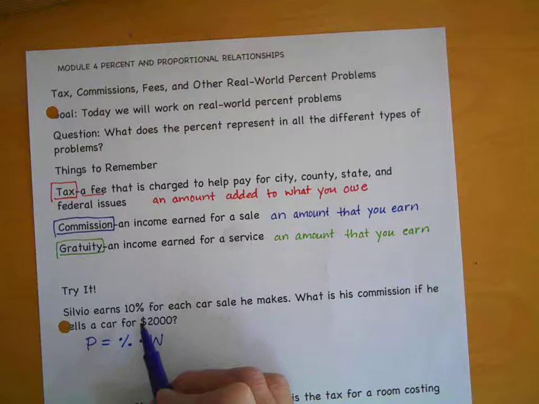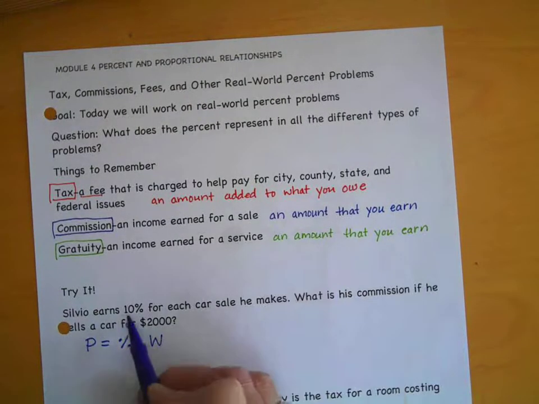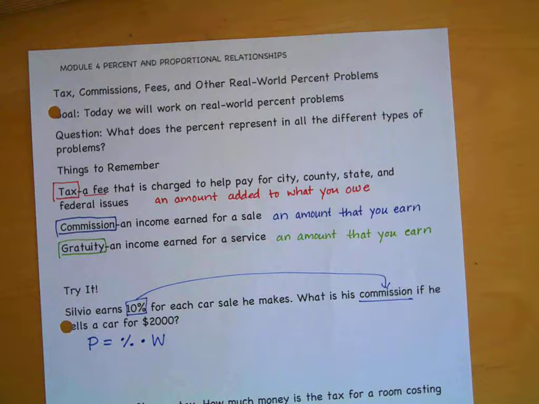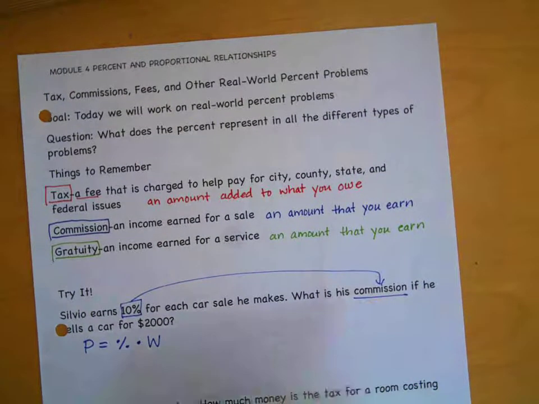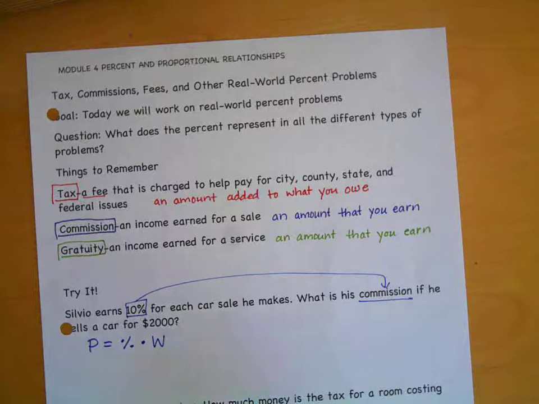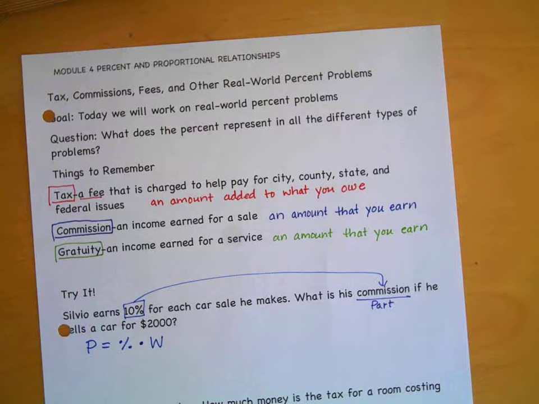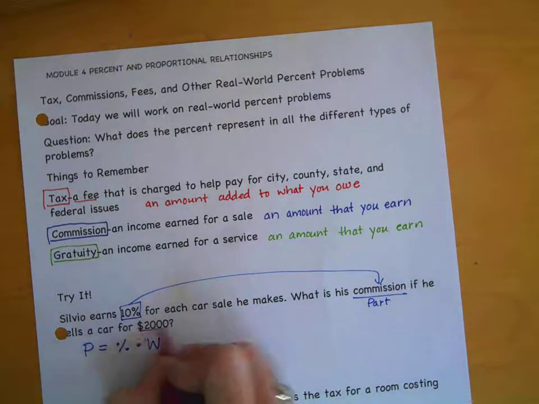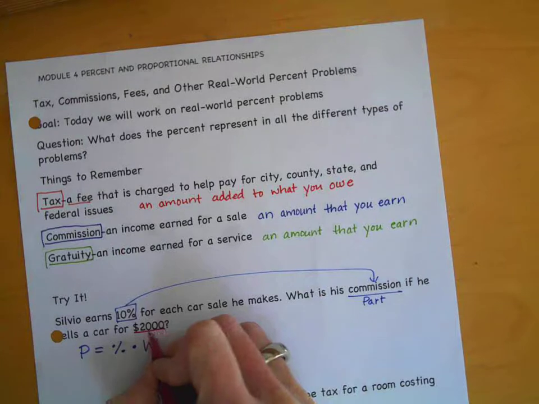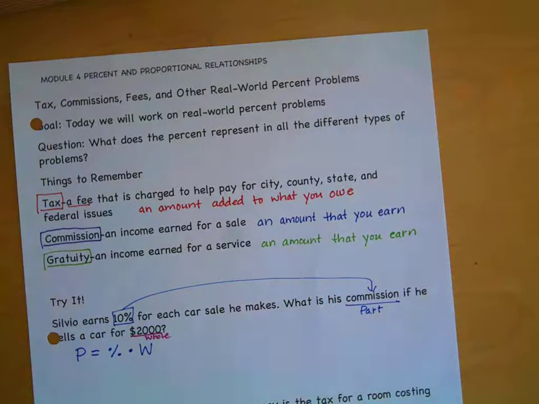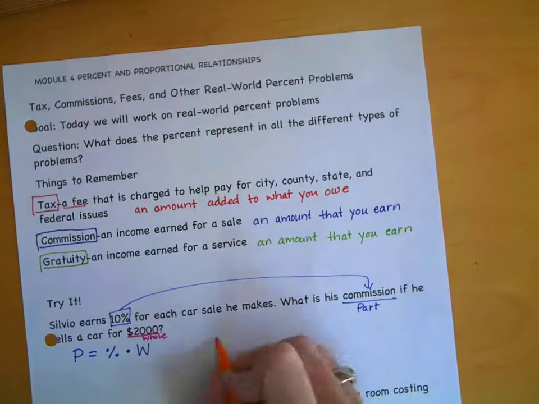It says, Silvio earns 10% for each car sale he makes. So his 10% that he's earning right here, this percent is the commission. And so what we need to know is that the commission in this case is going to be your part. And then the whole is the amount that the car sold for. So that would be your whole. Okay? So we have two ways. I know you guys love the equations, but I also want you to remember that you have to know how to use it as a tape.